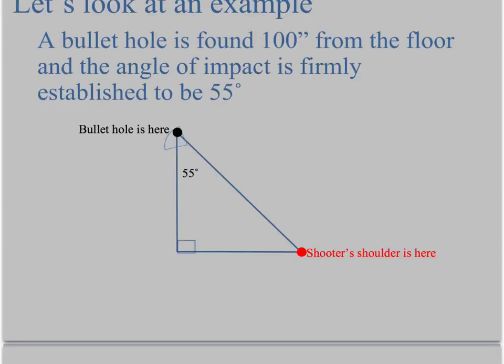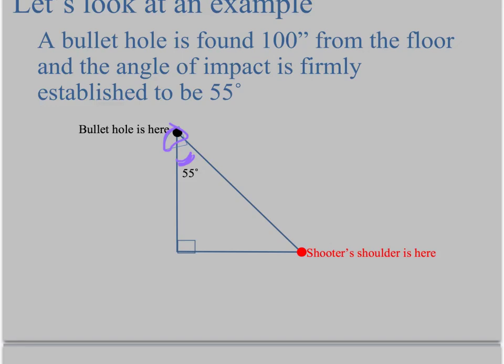So let's look at an example because everything makes way more sense in math when you have actual numbers to put into your example. So we're going to start with a bullet hole that's found 100 inches from the floor, and the angle of impact is firmly established to be 55 degrees. So we know that this angle is 55 degrees. Ignore this weird little shape that didn't work here. So we've got 55 degrees there.